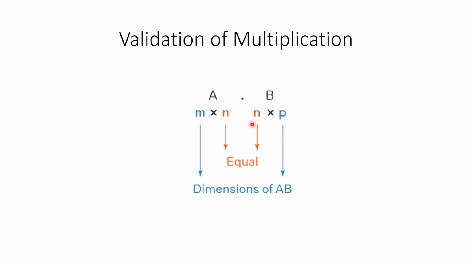Because only when the number of columns of A is equal to the number of rows of B can we do the multiplication. And the dimension of the product, that is AB, will be m cross p. The first matrix's rows and second matrix's columns, that is m cross p, will be the dimension of AB.